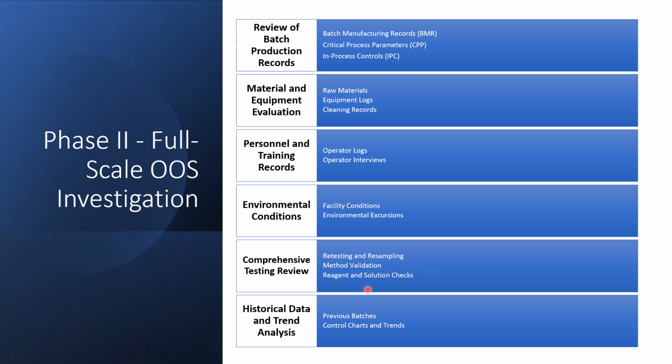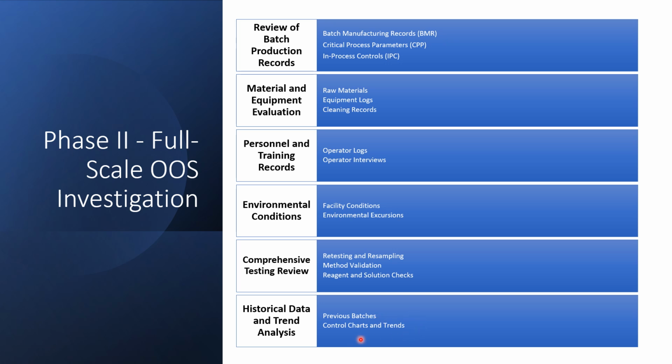Next is reagent and solutions check. Verify the quality and expiry date of the reagent and solution that are used during the testing. Next is historical data and trend analysis. Compare the current OOS results with historical data of previous batches to identify any recurring issues or trends.